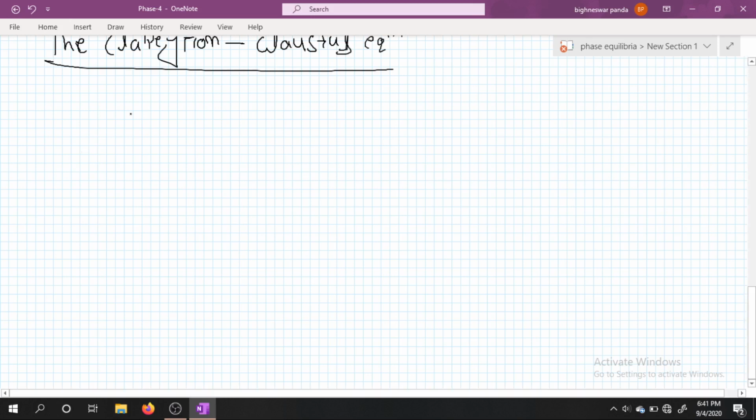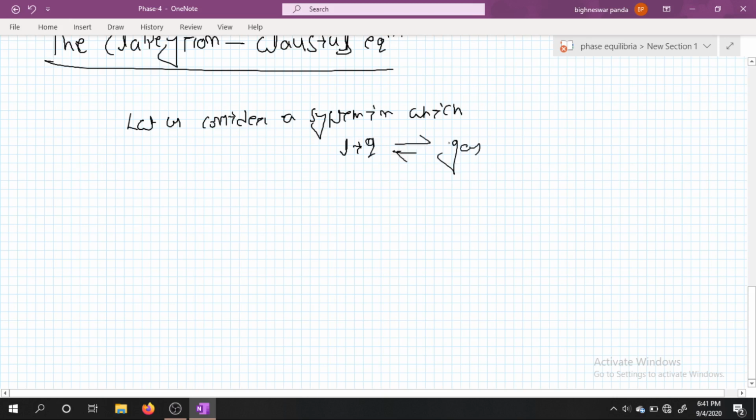So let us consider a system in which liquid and gas are in equilibrium. Consider water liquid is in equilibrium with water gas, or phase A is in equilibrium with phase B. A is a liquid, B is a gas.